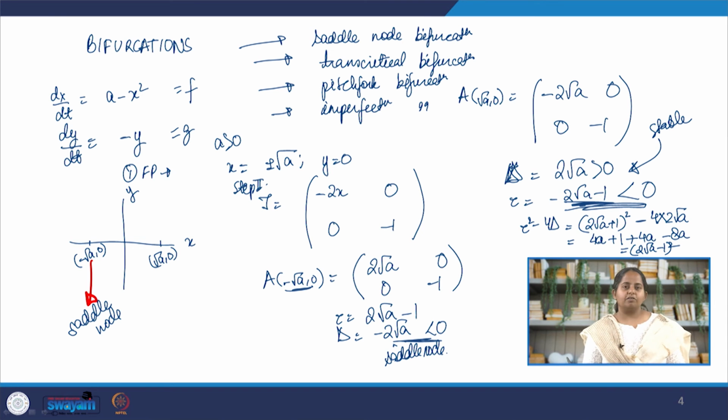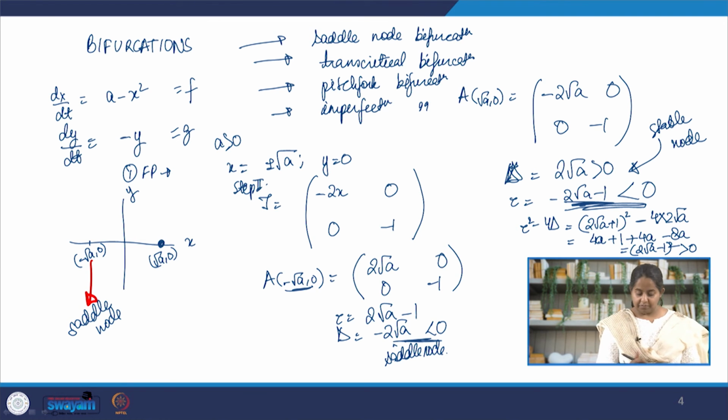So we see that tau squared minus 4 delta is actually the square of 2a minus 1, which is always going to be positive. So we are outside the curve, and we are dealing with a stable node. Here, as long as a is positive, we have two fixed points, one of them is a saddle node and one of them is a stable node. Stable node means it's attracting in all directions, and a saddle node means it has a stable manifold and an unstable manifold. So we need to find the eigenvectors and eigenvalues for the saddle node.